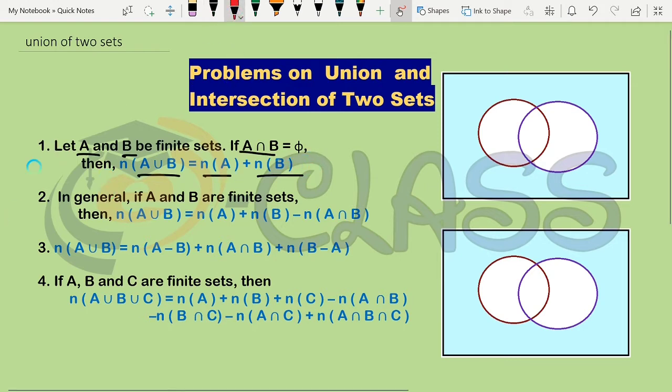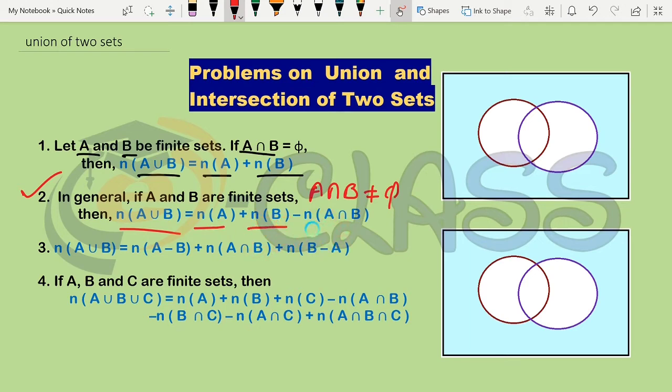Now formula 2. If there is a common element between A and B, that is when A intersection B is not equal to phi, then the number of elements in A union B equals the number of elements in A plus the number of elements in B minus the number of elements in A intersection B. Why this minus?